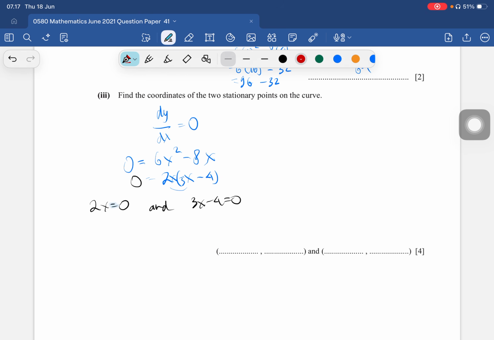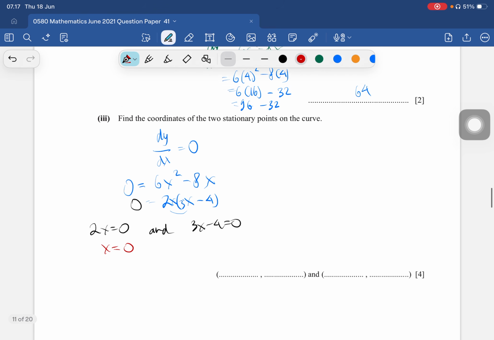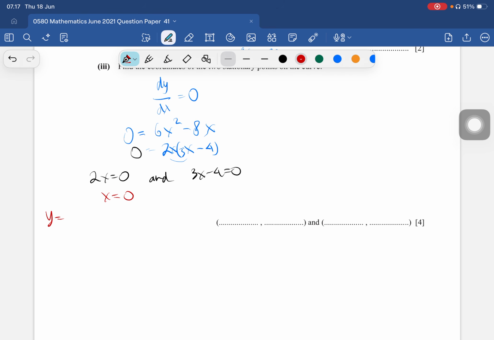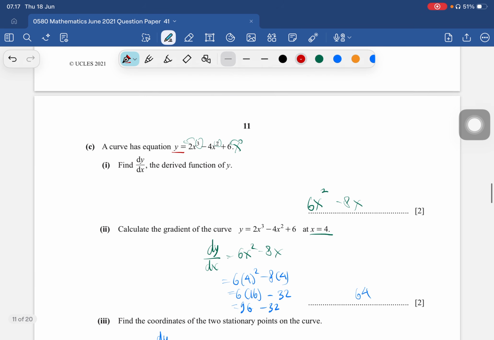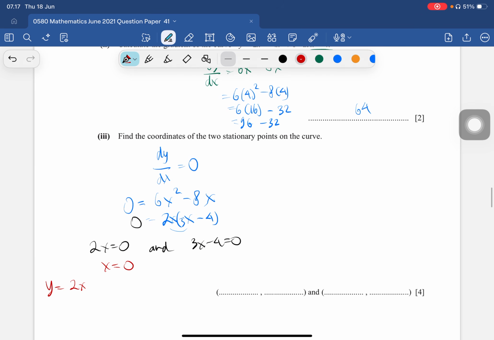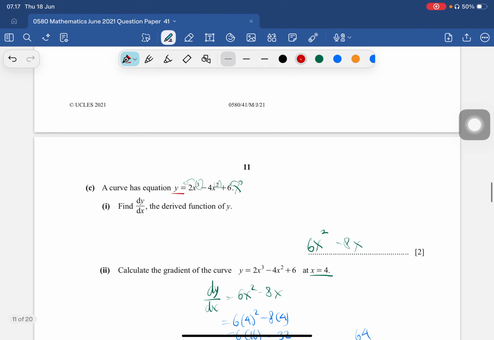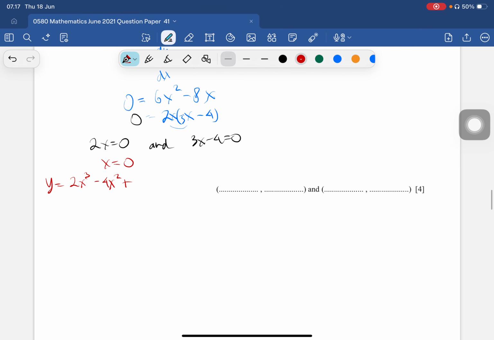So the first coordinate, x equals 0, we can substitute into the y equation. So y equals, let me check, 2x cubed minus 4x squared plus 6. We substitute x equal to 0: 2 times 0 cubed, minus 4 times 0 squared, plus 6, so y equals 6. So the first coordinate is (0, 6).